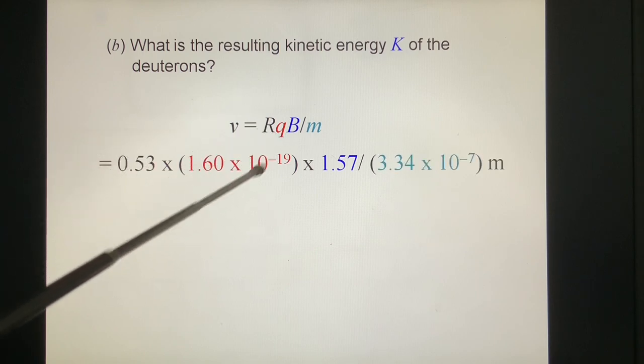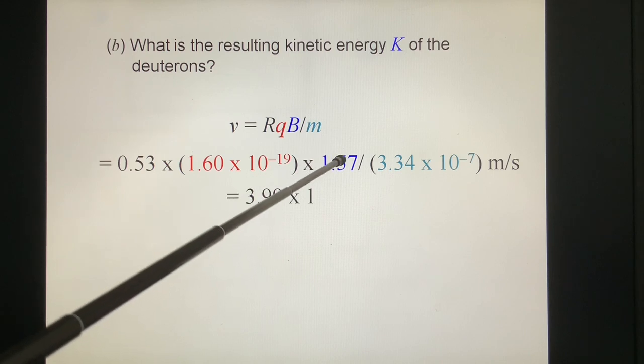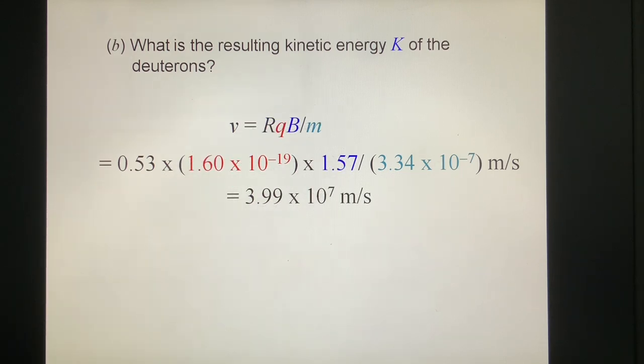This is a coulomb, okay? This is a tesla, and this is a meter. So we get v, and v equals 3.99 times 10 to the 7 meters per second. And we know v, and we know the kinetic energy. Kinetic energy equals half m v squared. We put the numbers in, we get an answer. Pretty big, 6.4 mega electron volts, or 17 mega electron volts.